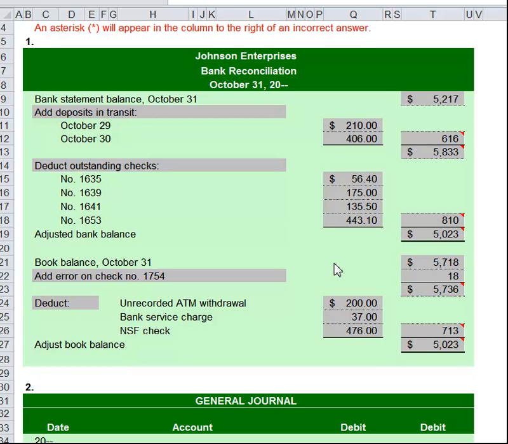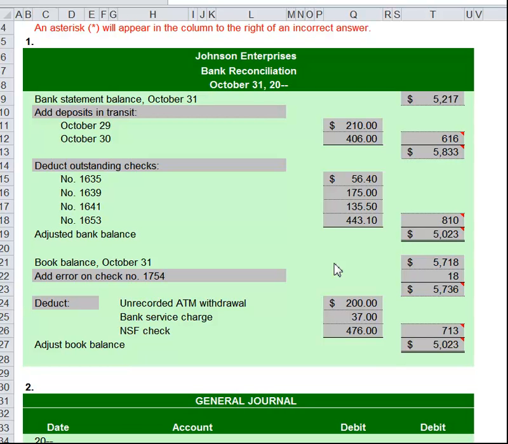And after going through the process, we find that we have some deposits in transit, which means we've made the deposit but the bank doesn't have it recorded yet. We have some outstanding checks, which means we wrote checks and subtracted the amount from our checkbook, but they haven't cleared the bank yet. We had an ATM withdrawal that we forgot to record. The bank charged us some money. We had an NSF check, which is a returned deposited item. And then we had an error on a check.